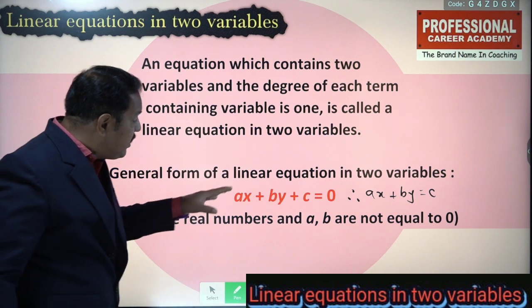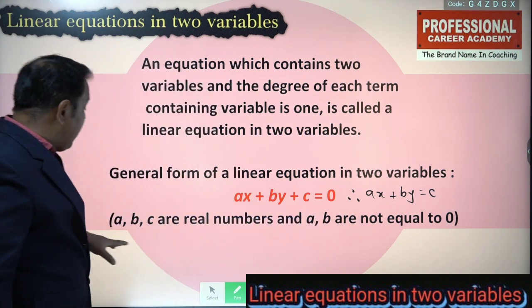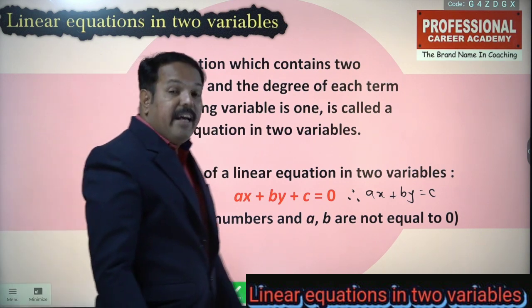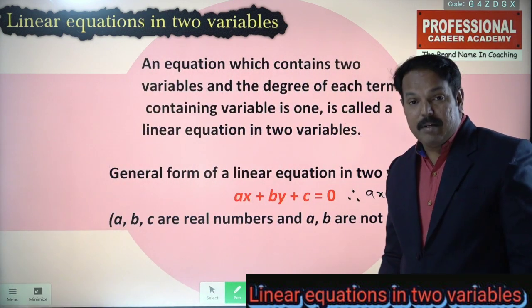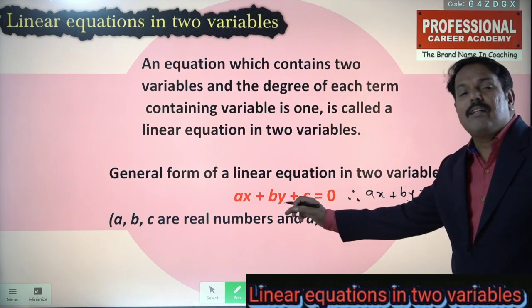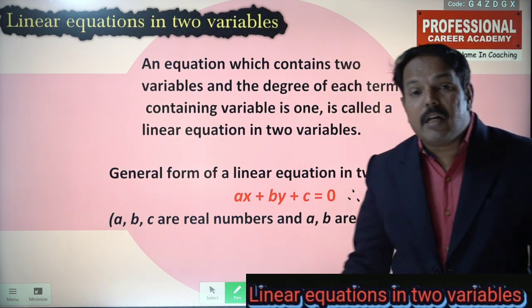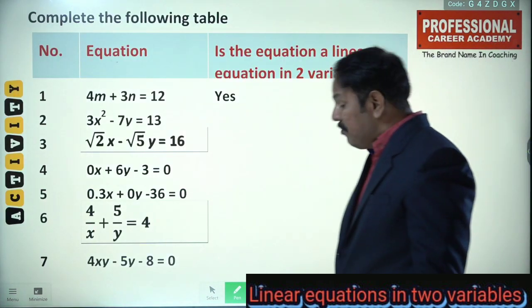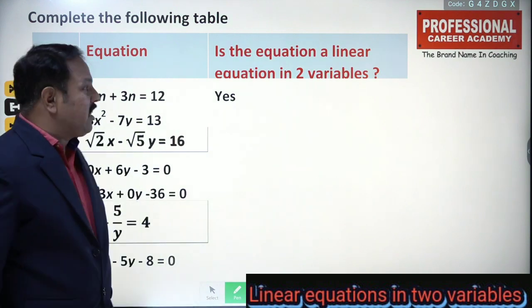In this, a, b, c are the real numbers, and x and y are the variables. Have you got it? So remember, either this equation or this equation, both are the general forms of a linear equation in two variables. Okay, see here. Now there is one activity.